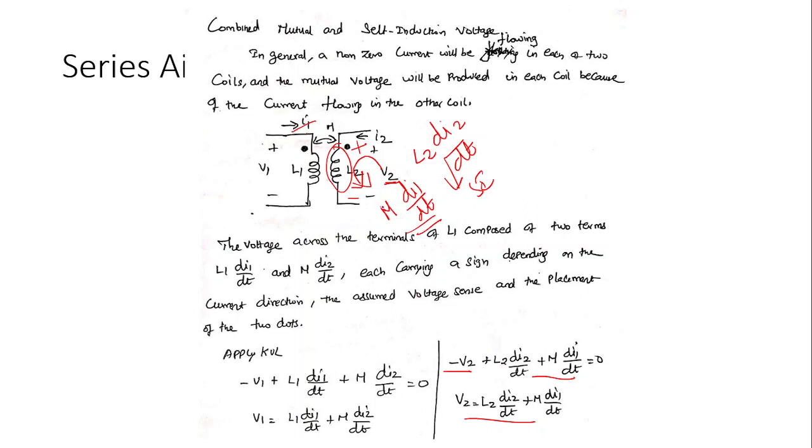So this is the example to understand the dot convention, and how to write the voltages for self-induced and mutually induced voltages.